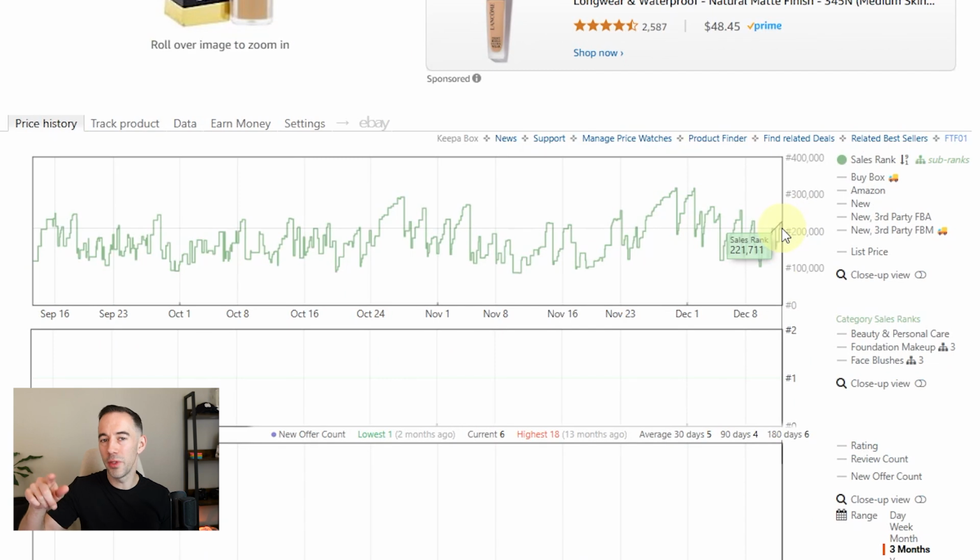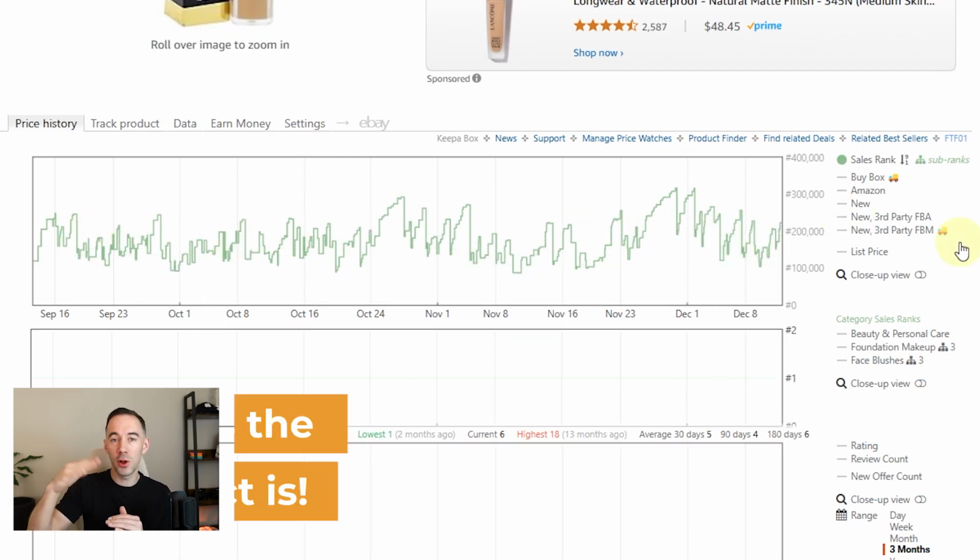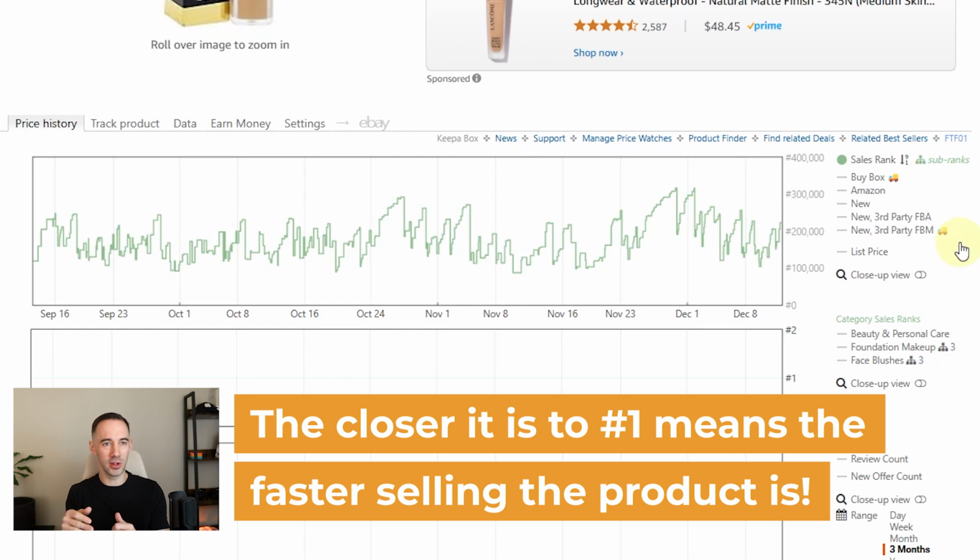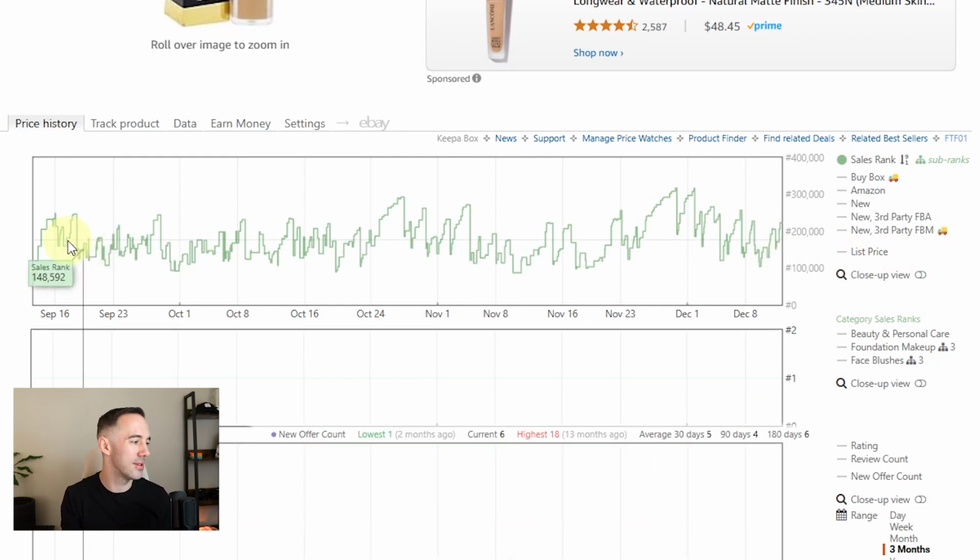So it's going to record that number over time, and you can see how that number's changed over time. The closer it is to 1, the faster selling the product is. So it's going to record that number over time that Amazon displays, which helps you to understand how fast this product is selling. Number 2, you have what's known as the buy box.